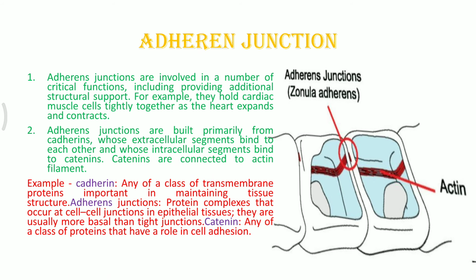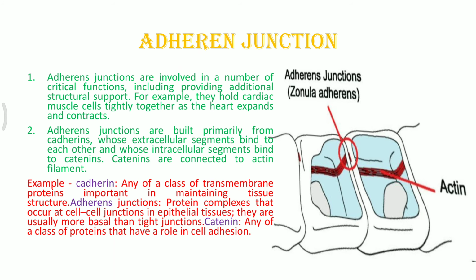Next is the adherens junction. These adherens junctions are involved in a number of critical functions. They provide additional support to the cells, and for example, they hold the cardiac muscles very tightly together as the heart expands and contracts. So while the contraction and relaxation of the heart is taking place, adherens proteins are quite important.